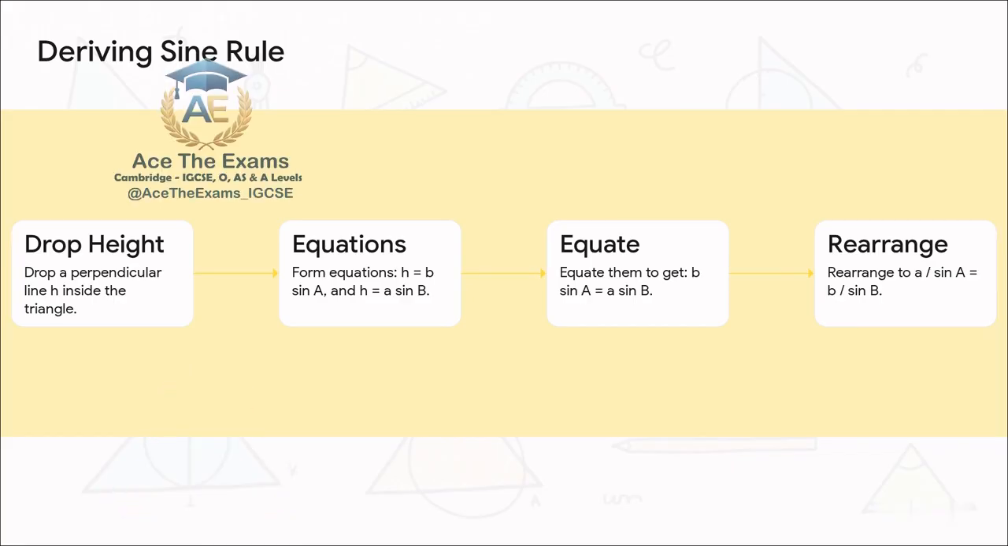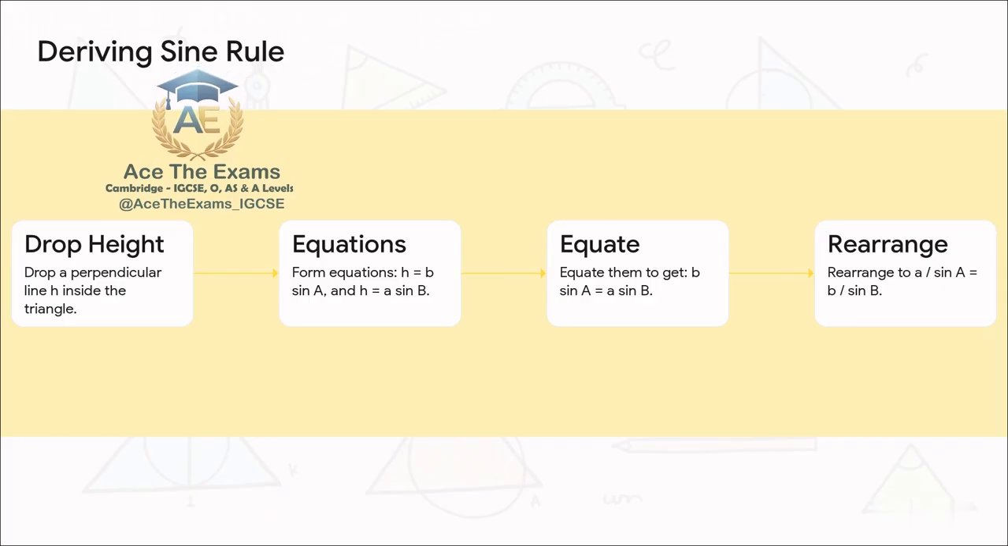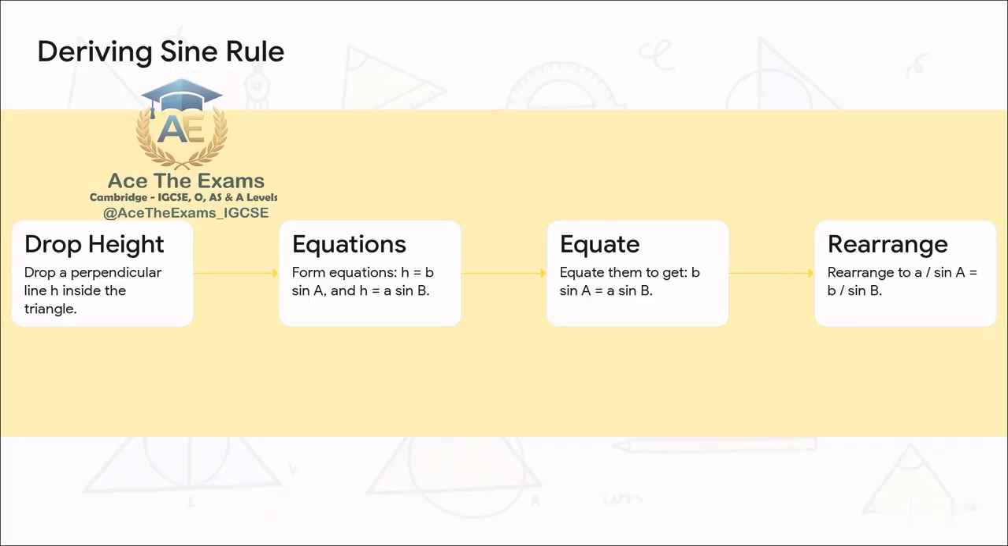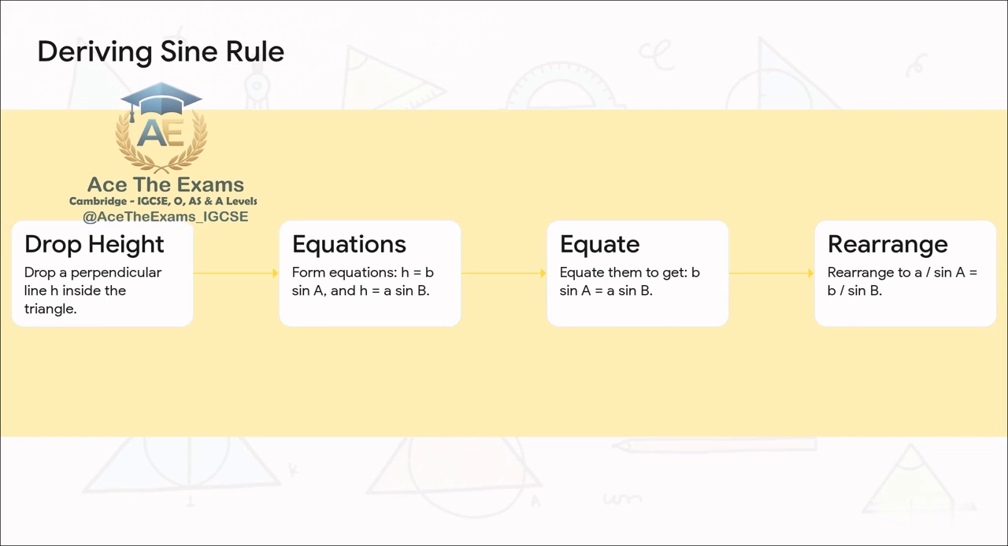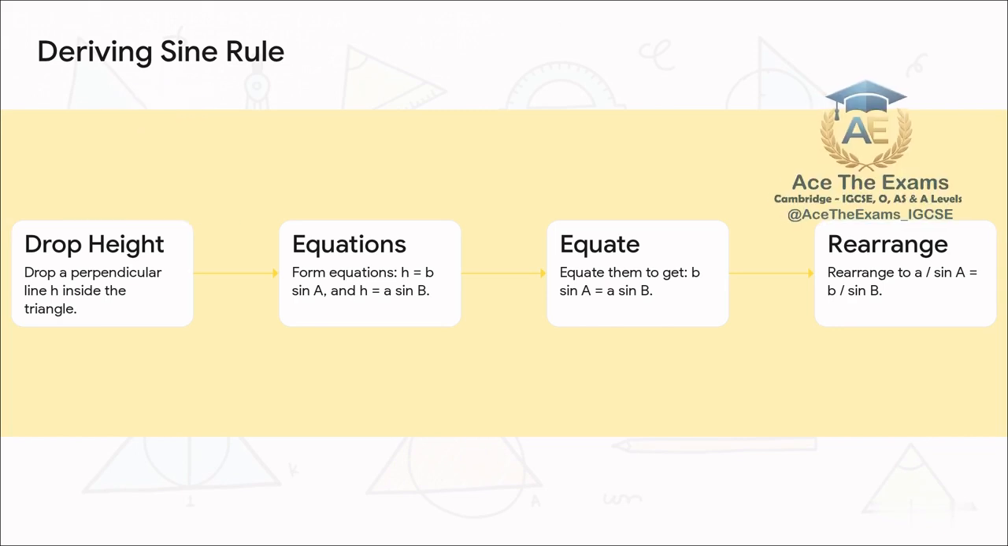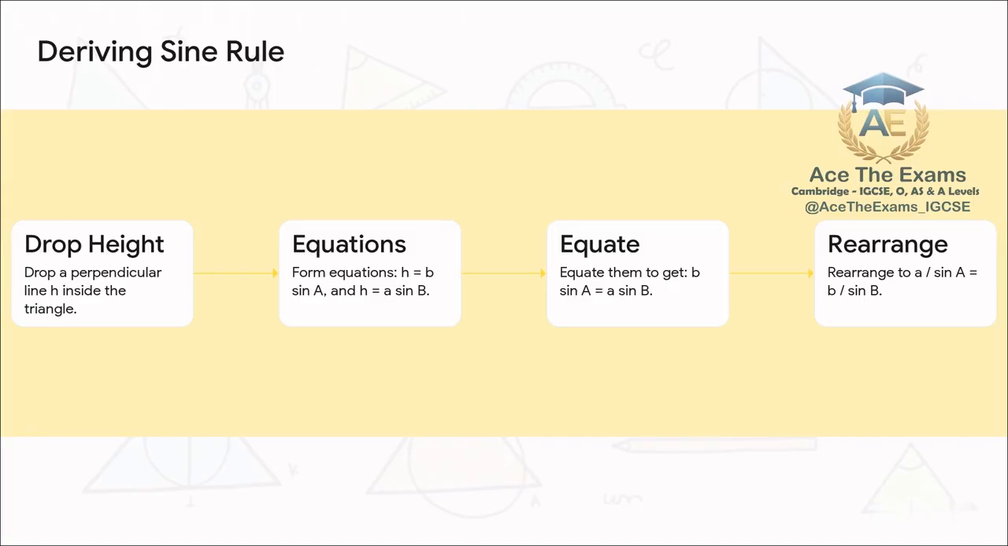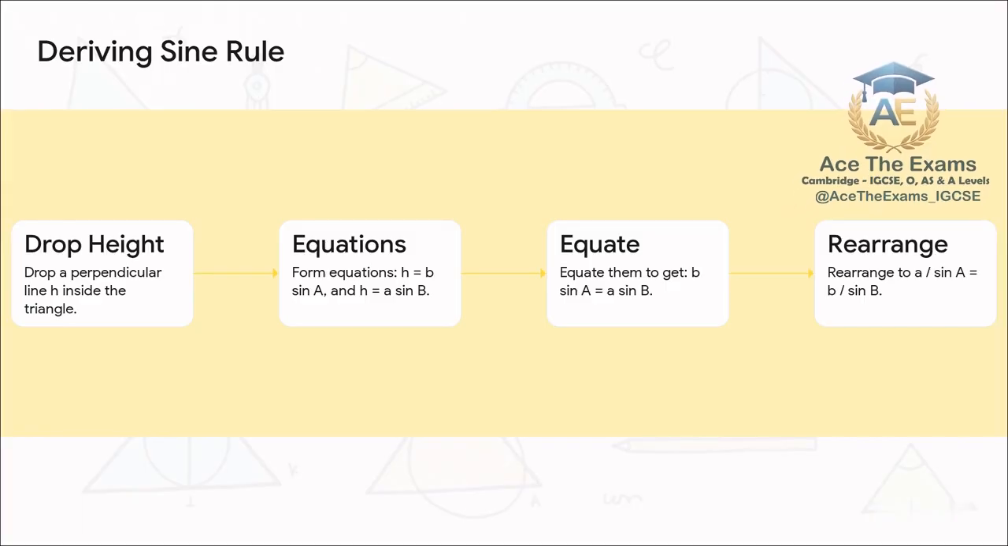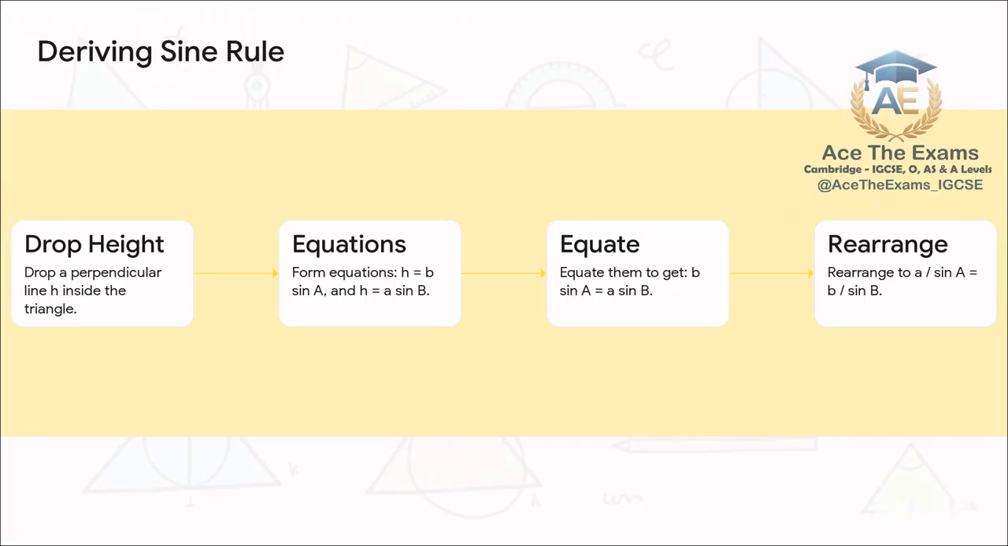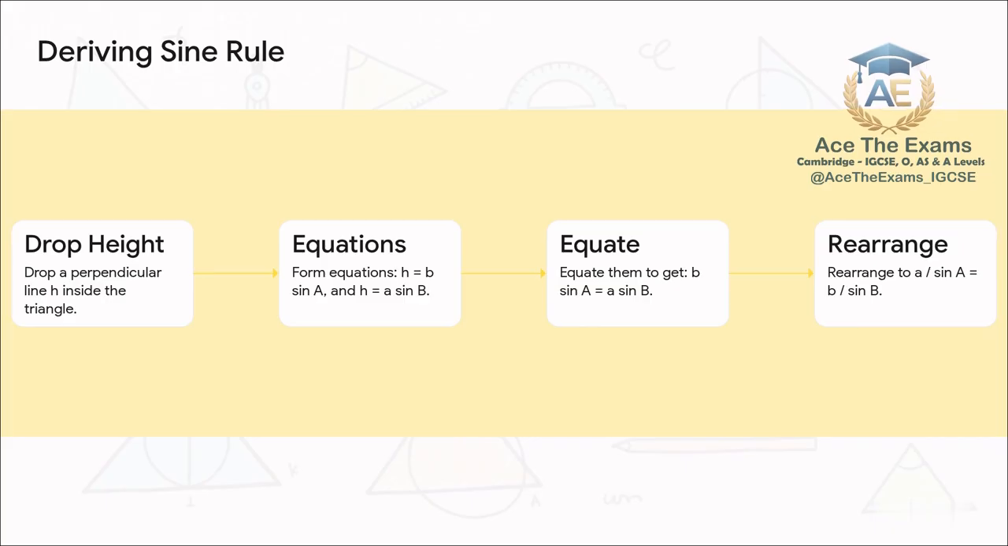Looking just at the left side triangle, the sine of angle A equals the opposite side, which is our new line H, divided by the hypotenuse of that little triangle, which is side B. If we rearrange that, simply by multiplying both sides by B, we get H equals B times the sine of A. Now, do the exact same thing on the right side triangle. H equals A times the sine of B.